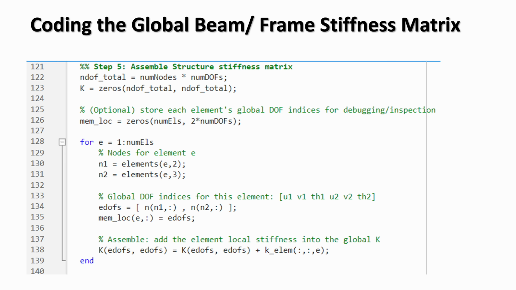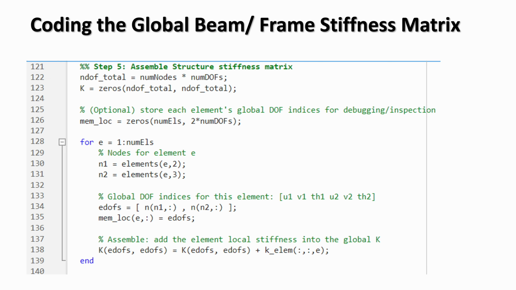those nodes. For frames, this is 6 entries per element: U1, V1, theta 1, U2, V2, theta 2. Storing EDOFs into memloc is optional, but it lets you quickly verify the indexing if something looks off later. The last line in the loop is the assembly step. We add the element's global stiffness contribution, KLM, into the corresponding rows and columns of K. If two elements share a node, their contributions accumulate on that node's degree of freedom. This is the stiffness method superposition principle in action.